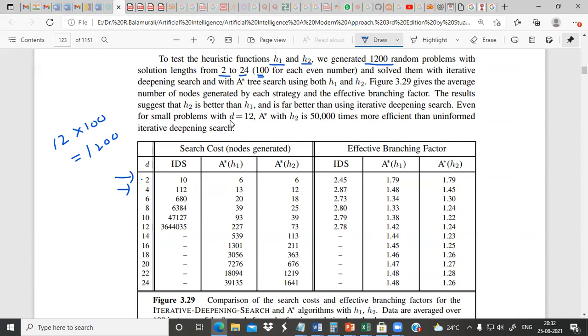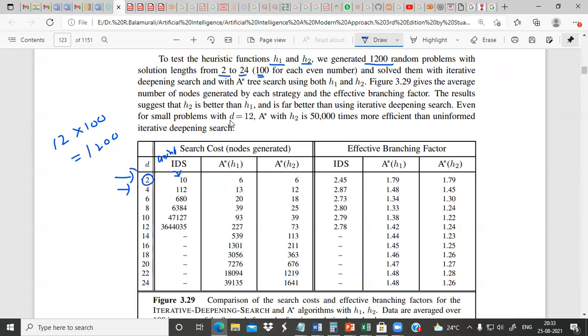Okay. So there were 100 problems with depth 2. When those 100 problems were solved using IDS, this is an uninformed search technique, uninformed iterative deepening depth first search, the solution was reached by generating 10 nodes on average.